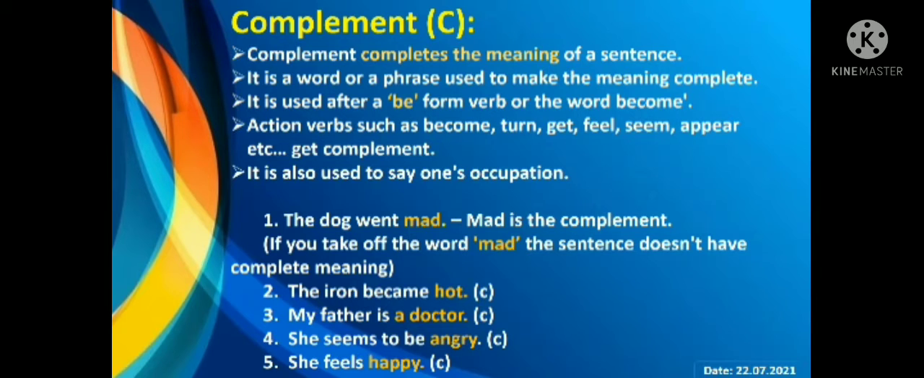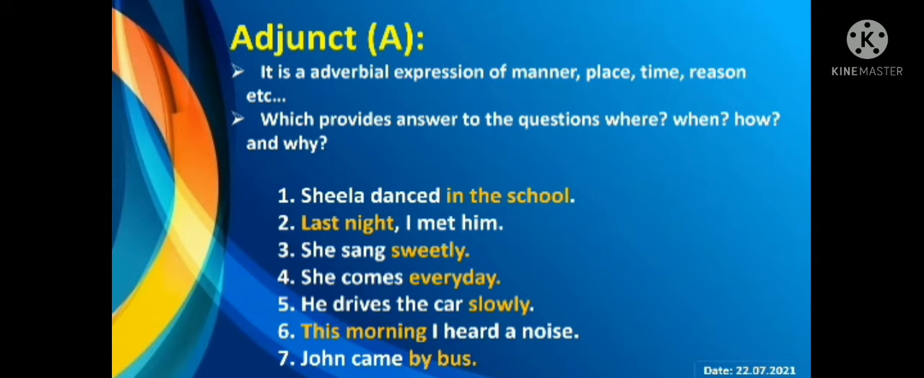So that is a complement. Keep these three points in mind. First, a complement completes the meaning of a sentence. Second, be form verbs. Third, become, turn, get, feel, seem, appear. And another one, it's used to say one's occupation. Yes, that's all. It's very simple.